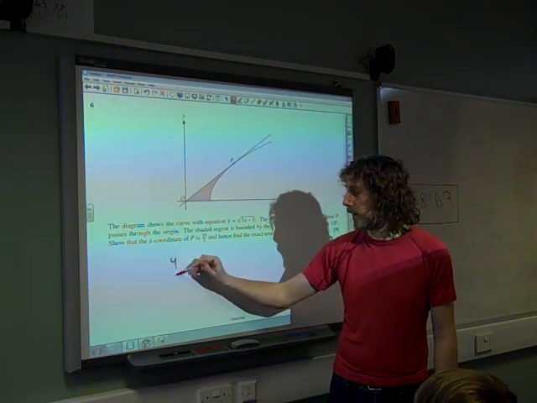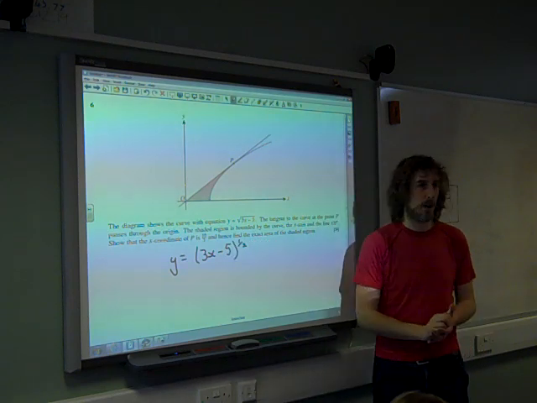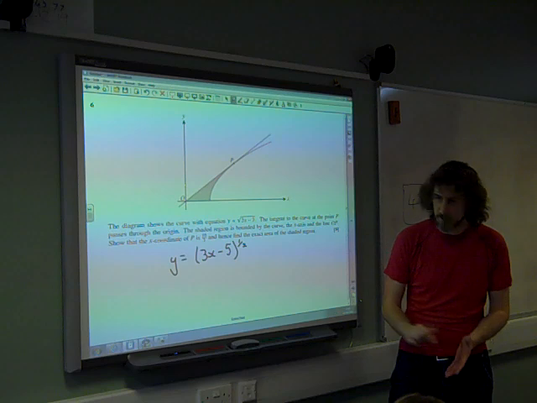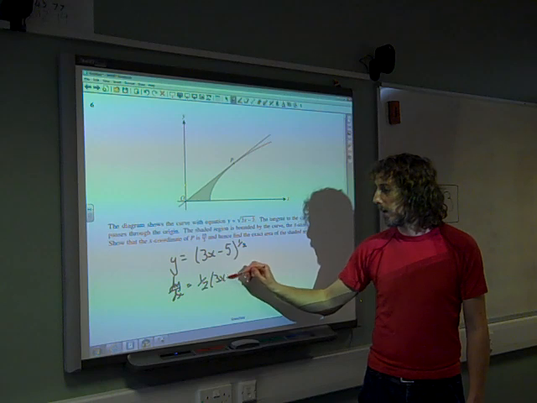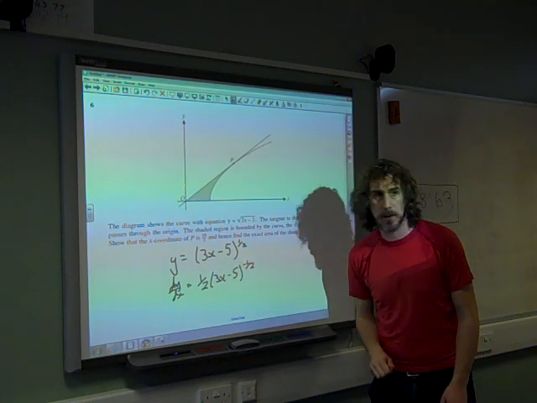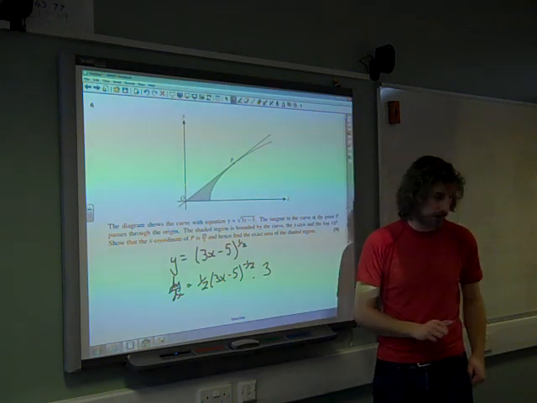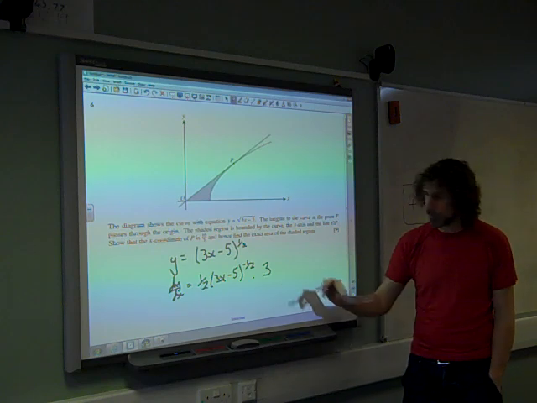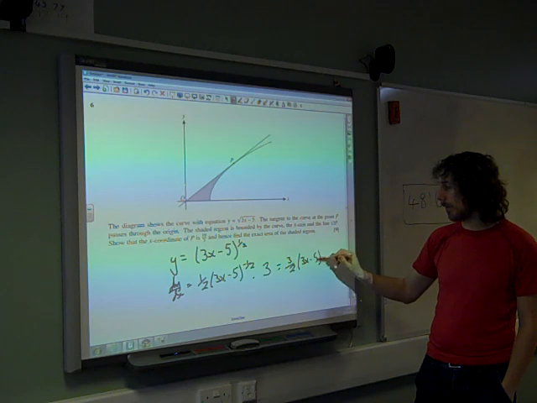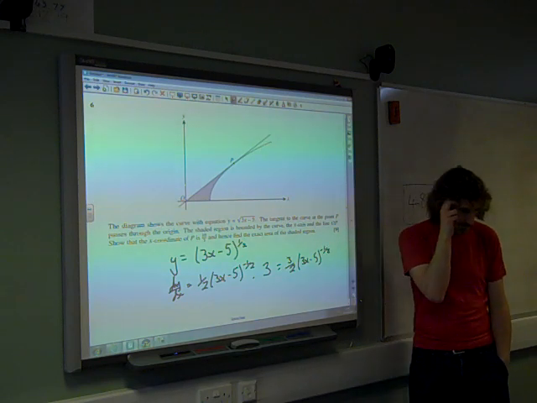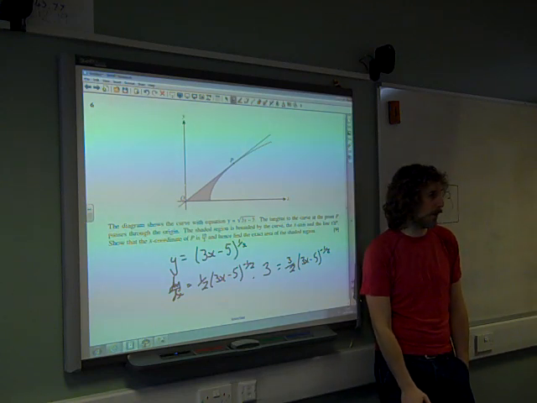So let's start by saying if y is, I'm going to write it like that, (3x minus 5) to the half, we should be able to differentiate this to get dy by dx, which would be a half, (3x minus 5) to the minus a half, and of course we're going to multiply by the derivative of the inside bit, so times by 3. So we get 3 over 2, (3x minus 5) to the minus a half. We'll leave it like that for now, and maybe do something else with it in a moment.